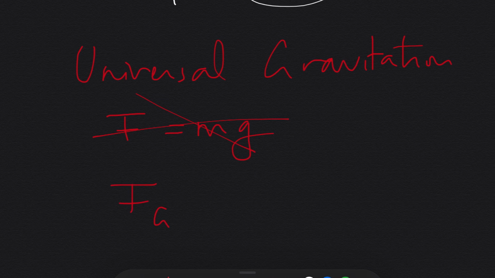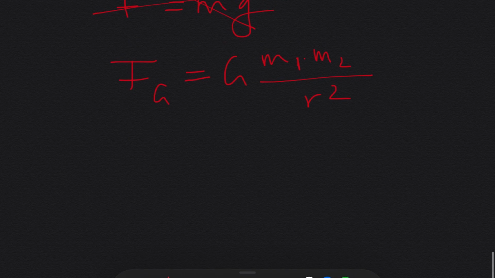The law says that the force of gravity, which I'll call Fg, is directly proportional to the product of masses. So let's say your first mass is m1 and your second mass is m2, and we're taking the product between them. And it's inversely proportional, meaning it goes oppositely, to the distance between those two objects, which I'll just call r. And not just the distance, the square of the distance, so r squared. They're proportional, so I could put the proportional sign, but I'll just make it an equal sign and put a constant.